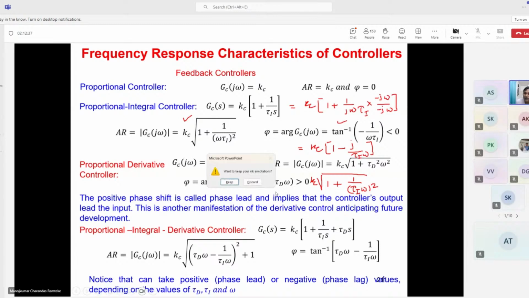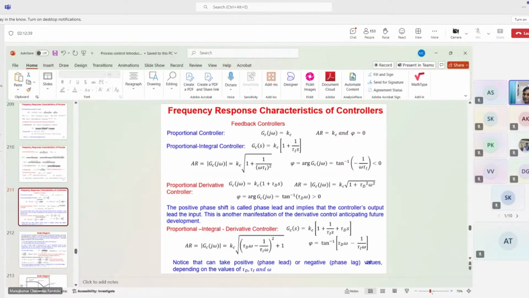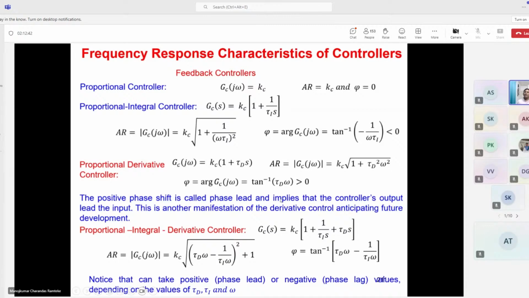Now this is a very interesting argument here. Remember, for the PI controller, the phase angle phi comes out to be tan inverse of minus of this term. And that's why we are going to get a phase lag here. Correct? You can see this is the tan inverse of a minus term, so we get a phase lag. But what about the proportional derivative controller? What is the tan inverse of tau d omega? There is no minus sign here. So what can we conclude here? Whenever we have a derivative controller, instead of getting a phase lag, we actually get a phase lead.